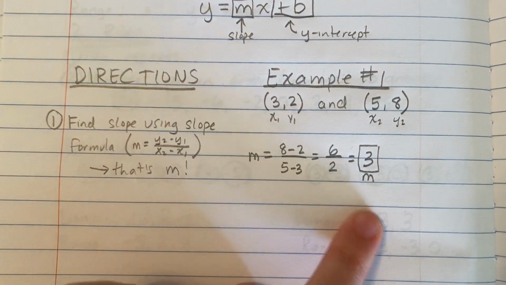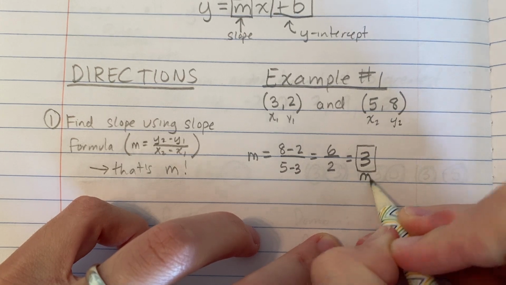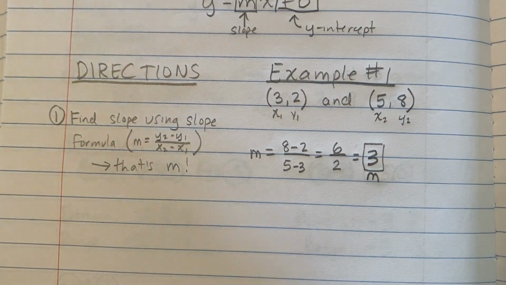Now notice what I did. I boxed it and I put an m underneath it. The reason is I'm going to want that number later. I'm going to come back for it. So I'm just making it easy for myself to find.